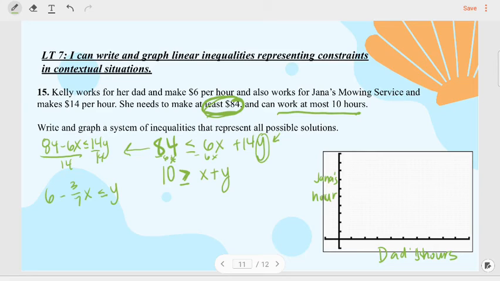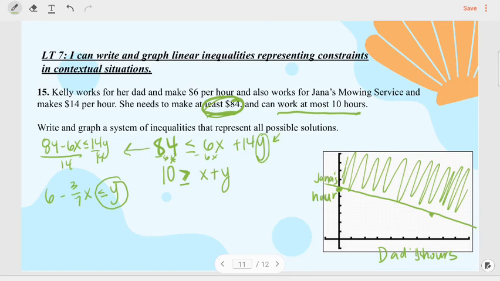How do I graph that? I find my y-intercept, so up 6, 1, 2, 3, 4, 5, 6, and I'm going to go down 3 and over 7. Down 1, 2, 3, and over 1, 2, 3, 4, 5, 6, 7, and I'm going to make a dot. Now it's going to be a solid line, and it says it's eating the y, so y is greater than. So I'm going to shade above the line for the hours I want to work for Jana, and that I want to work.